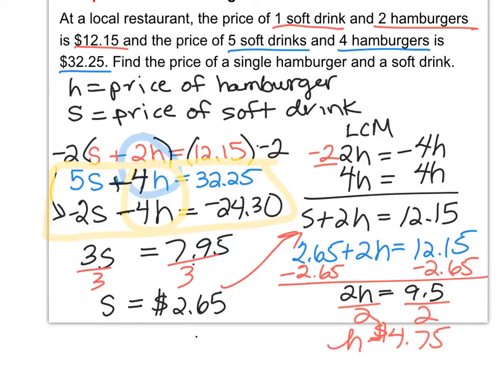And then our last step is to check, make sure that one soft drink and 2 hamburgers gives you $12.15, and 5 soft drinks and 4 hamburgers is $32.25.